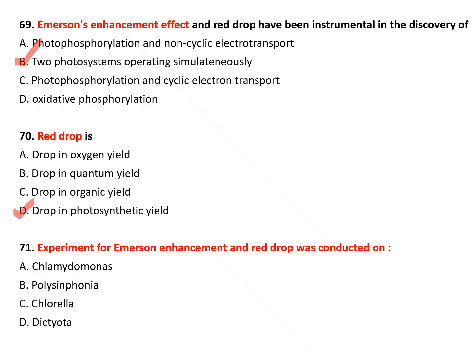The next question, number 71. The experiment for Emerson enhancement and red drop was conducted on option A Chlamydomonas, option B Polysiphonia, option C Chlorella, option D Dictyota. The correct answer is option C, Chlorella, which is a unicellular green algae.